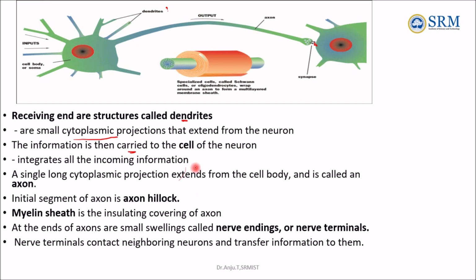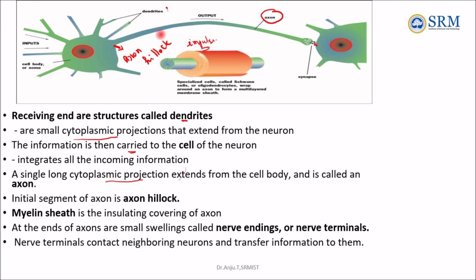And out of these dendrites, one is a long cytoplasmic projection that extends from the cell body. This long projection is called the axon. The starting point of this axon is called the axon hillock. And I told you the information is passed through this axon, this long arm. The information is passed as an impulse.